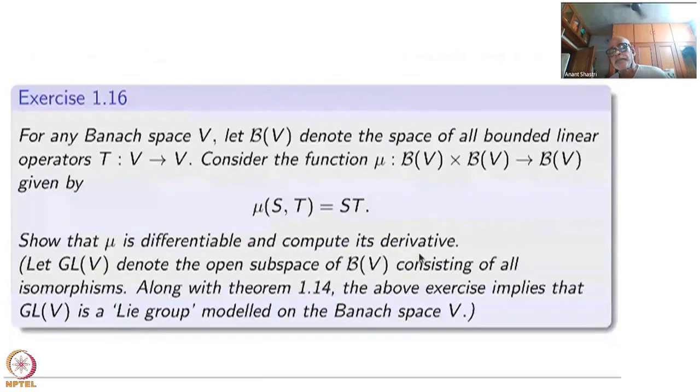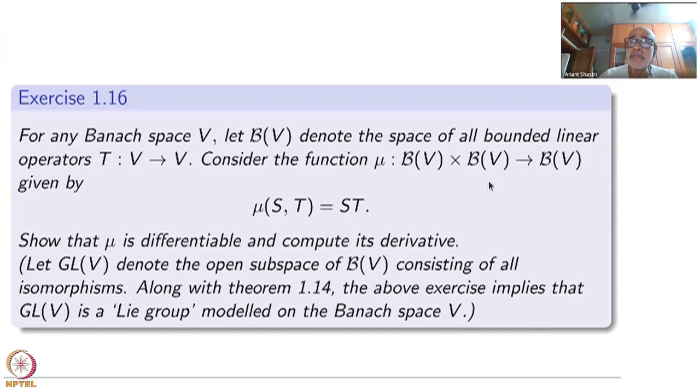So here is an exercise. I am not going to use it in the course, but this is something which is very, very useful for people who do Lie groups and so on. Take any Banach space V, and let B(V) denote the space of all bounded linear operators from V to V. Then this becomes a monoid, obviously, right? You can compose. What is more important is that this is a differentiable structure. Namely, the multiplication mu from B(V) cross B(V) to B(V), mu of (S,T) equal to ST, is itself differentiable.